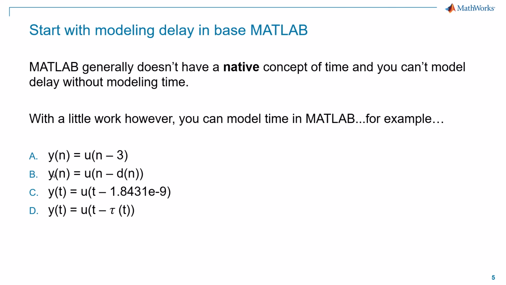And there are four use cases we typically want to cover in order to model delay or time in a more comprehensive manner. The first two, A and B, are discrete time use cases: a fixed discrete delay and a variable discrete delay. The third and fourth, C and D, are continuous time use cases: a fixed continuous delay and a variable continuous delay.